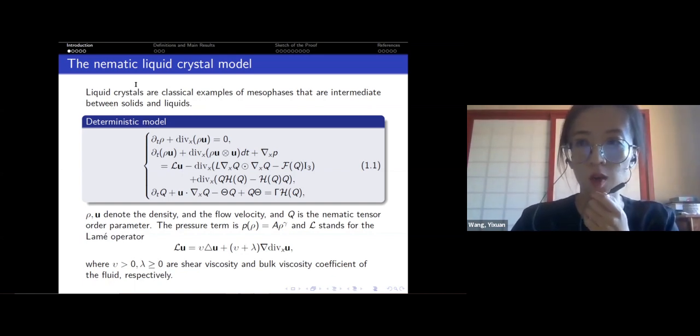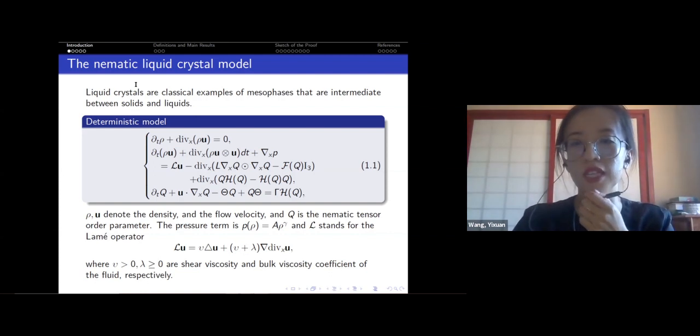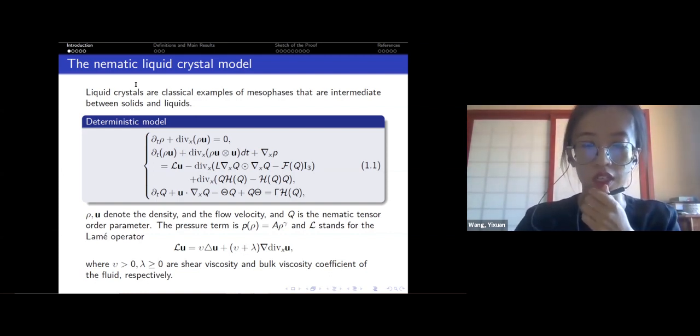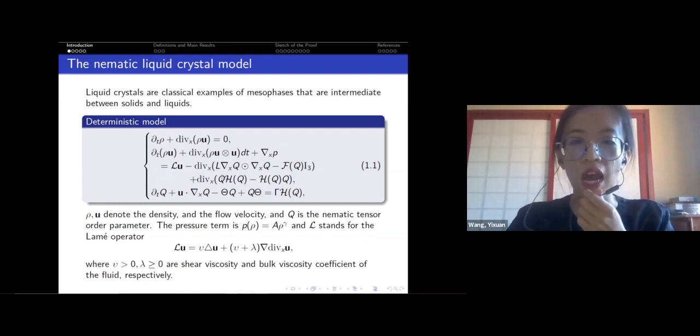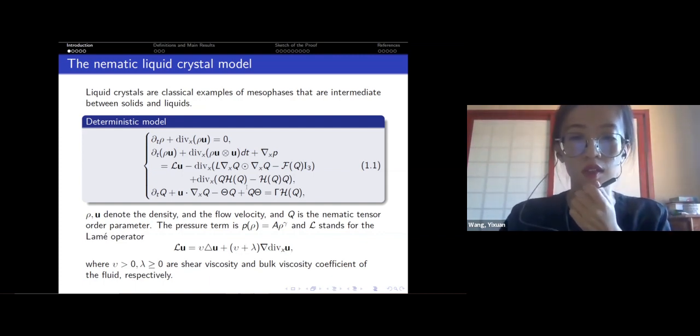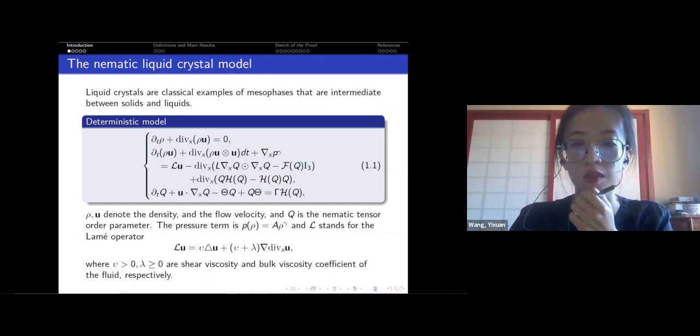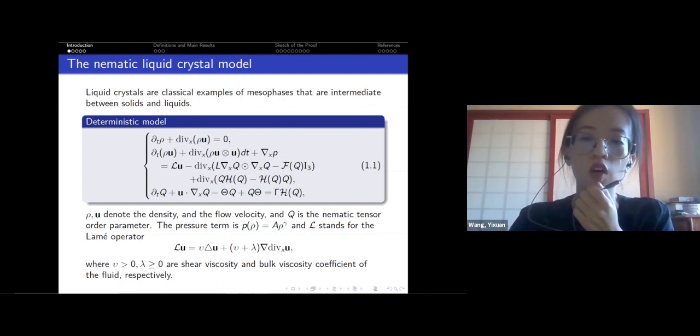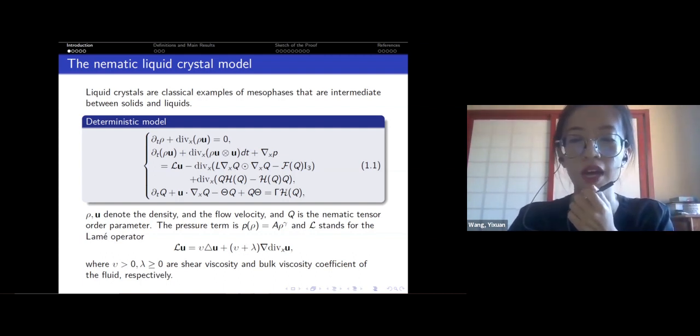Liquid crystals are classical examples of mesophases that are intermediate between solid and liquids. You can see the model is like this. Here, ρ denotes the density, and u is the flow velocity. Q is the nematic tensor order parameter, a 3x3 matrix, and it is a trace-free matrix. The pressure term P is ρ to the power γ. As usual, we say γ is bigger than 1.